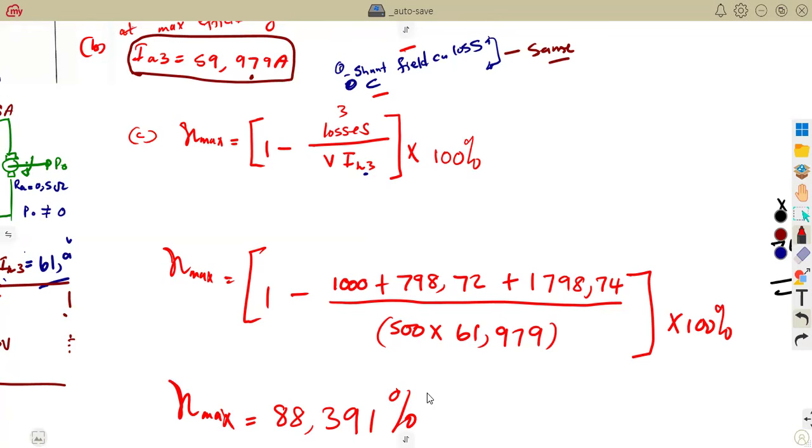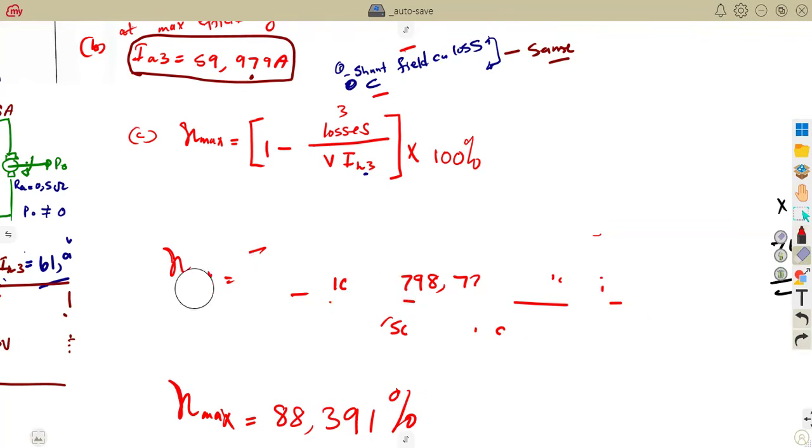Conditions of the maximum efficiency led us to calculation of the armature current from part B, then part C, calculation of that maximum efficiency. It's not about just the conditions. They can even ask you to calculate that maximum efficiency at the end. Okay, so you just need to go through more revisions, guys.